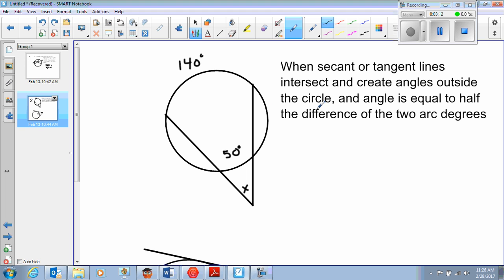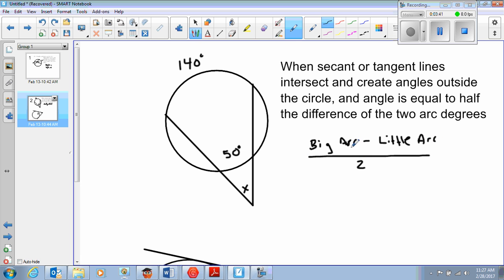When secant or tangent lines intersect and create angles outside of the circle, the angle is going to be equal to half of the difference between the two arcs. So we want to take what I like to call the big arc, or the larger arc, subtract from it the little arc, or the smaller arc, and then divide that by 2.